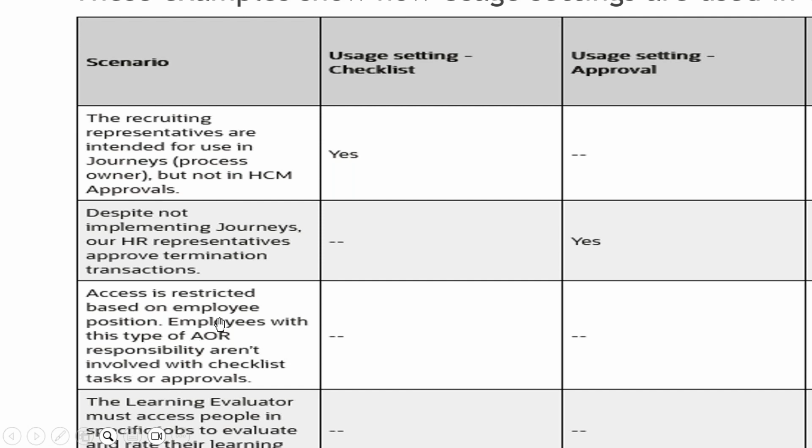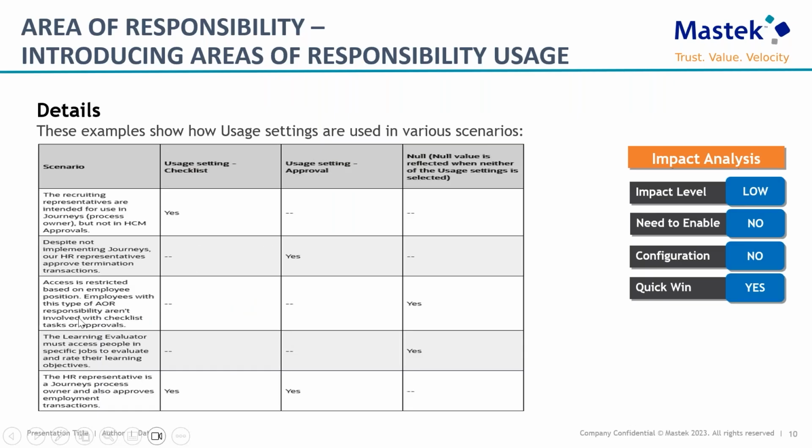The third is access is restricted based on employee position. Employees with this type of AR responsibility are not involved with checklist tasks or approvals. In such a case, we need not select the usage as checklist or approval, be it blank. And the fourth scenario is the learning evaluator must access people in specific jobs to evaluate and rate their learning objectives. In this case also, they are not into checklist nor into approvals, right? So we can keep this as blank.